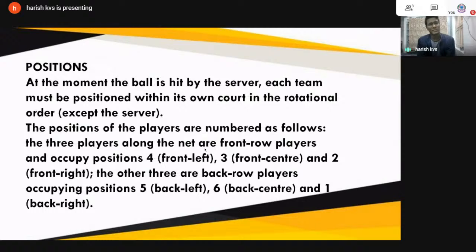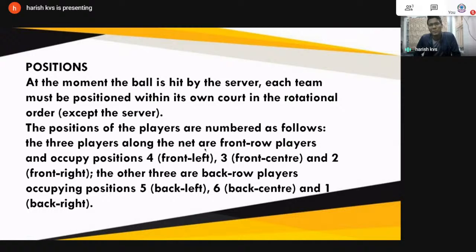So there are positions. At the moment the ball is hit by the server, each team must be positioned within its own court in the rotational order, except the server. Again we come to the same point, the rotational order. The rotational order can be described as the positions of the players in the volleyball court by a team whenever a game is played. Every time a volleyball team scores a point, they rotate anti-clockwise within the court, except the server, because when the same team gains the point, the player who is serving would be the same.